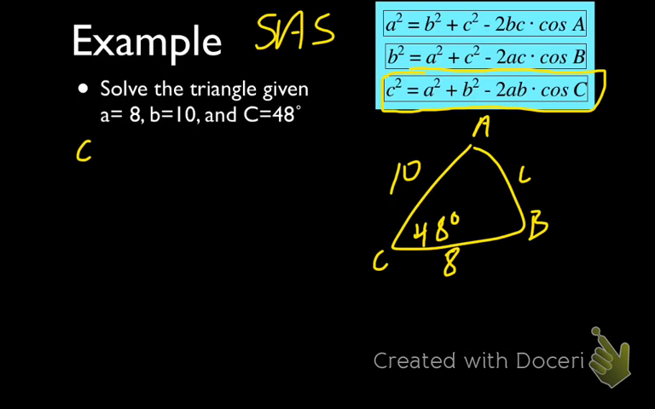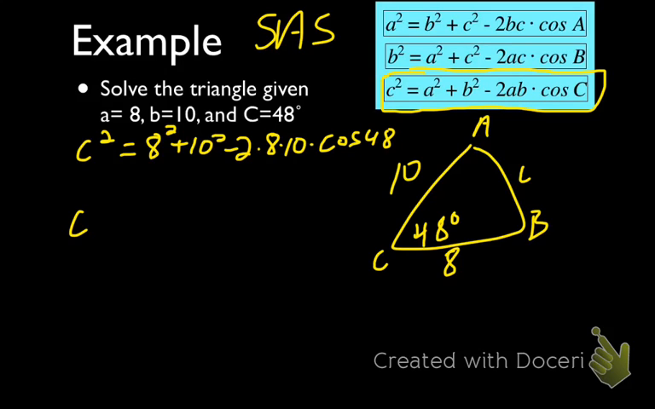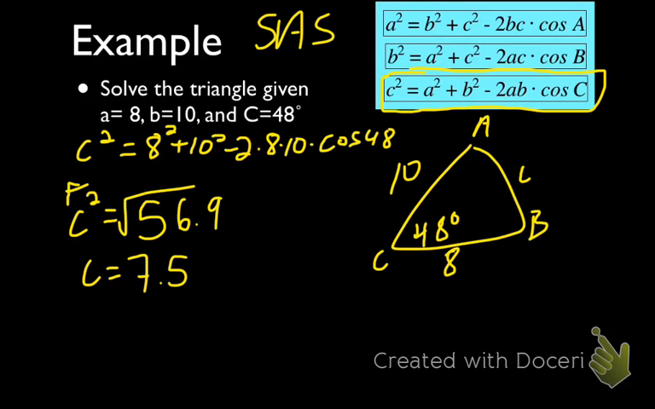Alright, here we go. c squared equals a squared plus b squared, so that's 8 squared plus 10 squared, minus 2 times 8 times 10 times the cosine of 48 degrees. What do you get for the right-hand side? c squared equals what? 56.9, and you square root both sides, 7.53. Okay, so I get little c is equal to 7.53.